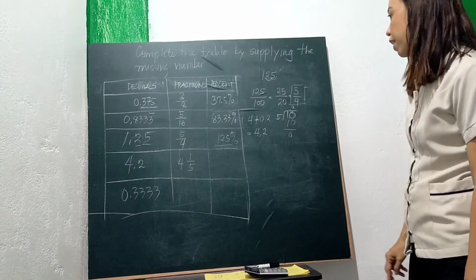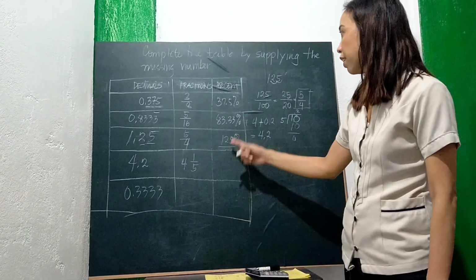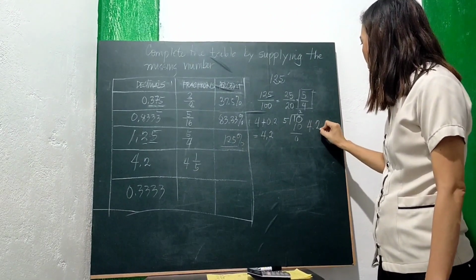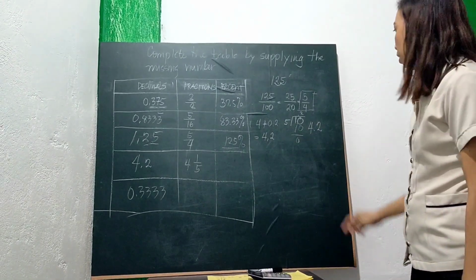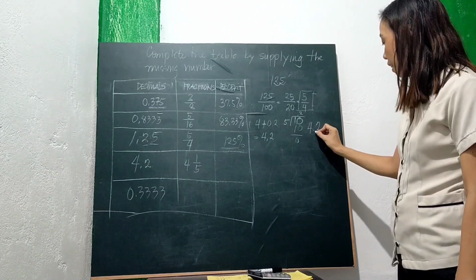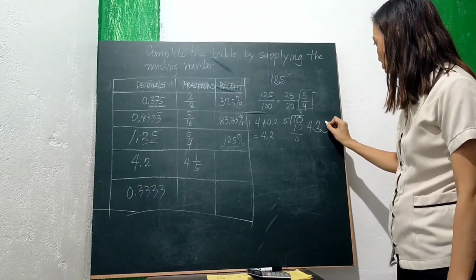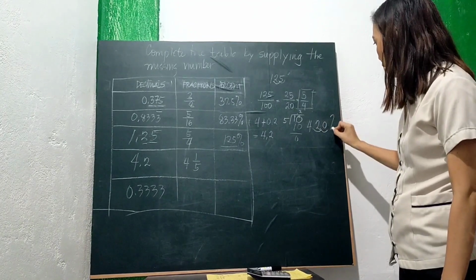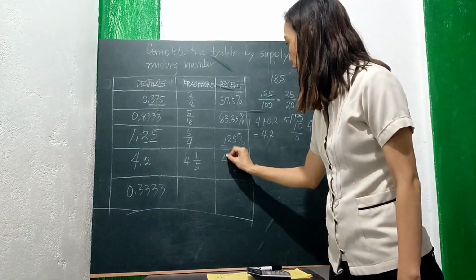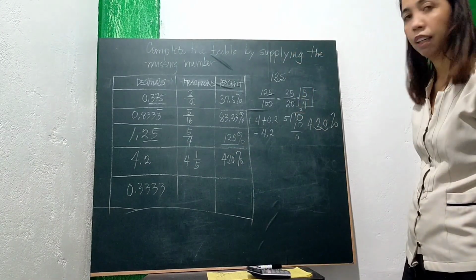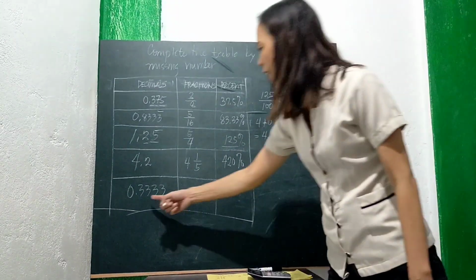Okay, so next, we will convert this into percent. That is 4.2. So, we will move the decimal point 2 places to the right. 1 and 2. So, 0. So, the answer is 420%.